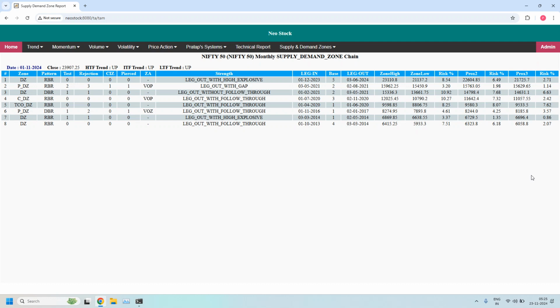So this is a NIFTY monthly supply demand zone chain. Always look into the zone column to find the high liquidity zones. Look into the pierced column to find the pierced zones. You can't use them. And always look into the LTF trend to find the trend of the current time frame you have selected. Apply these rules for all the reports.